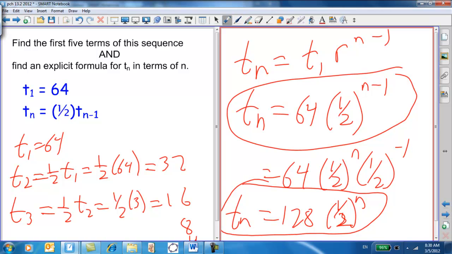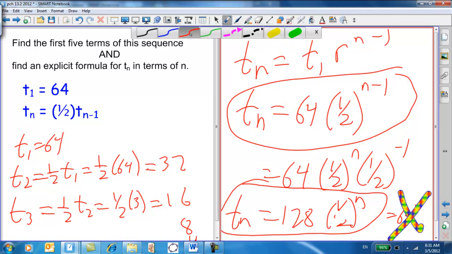Now, be careful though. A lot of kids are tempted to call this 64 to the n. Oh no. No, we are not going to do that. Because exponents come before multiplication. So even though it is tempting to take 128 times a half, you can't do it. Can't do it. Okay?